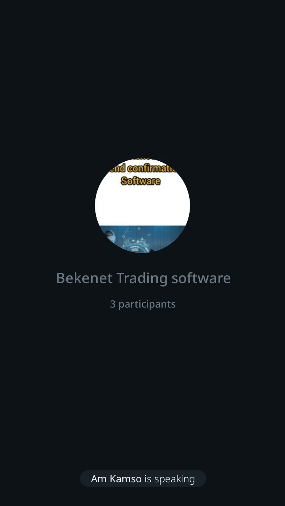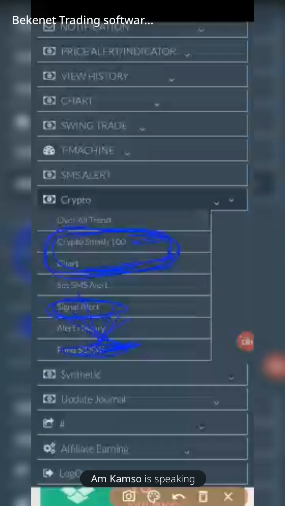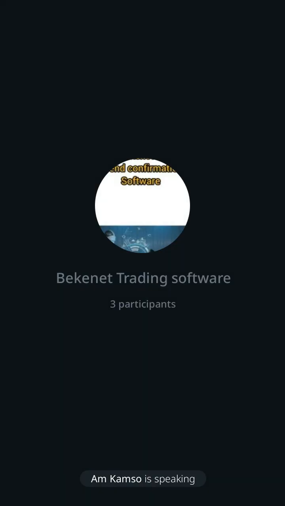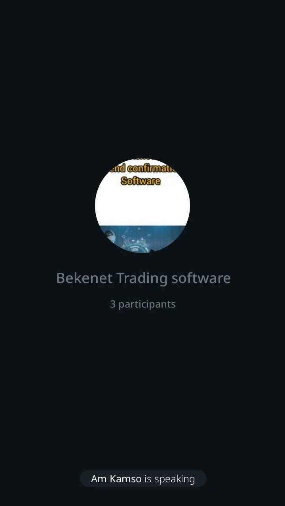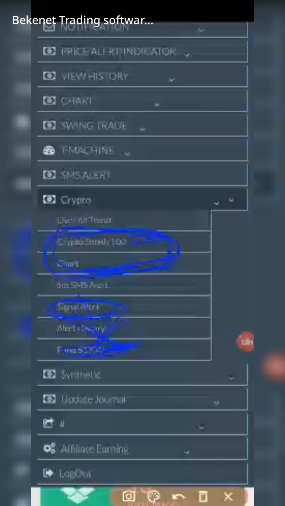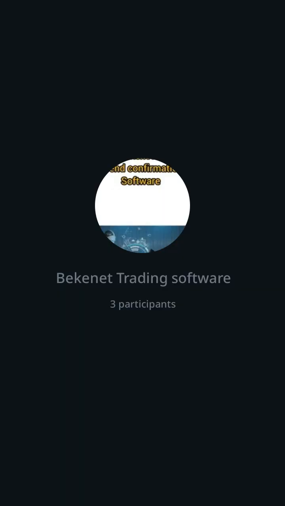Okay, so the wallet is different. The crypto wallet is different from the one that you fund for your forex. Each platform has an SMS wallet where you can be debited.